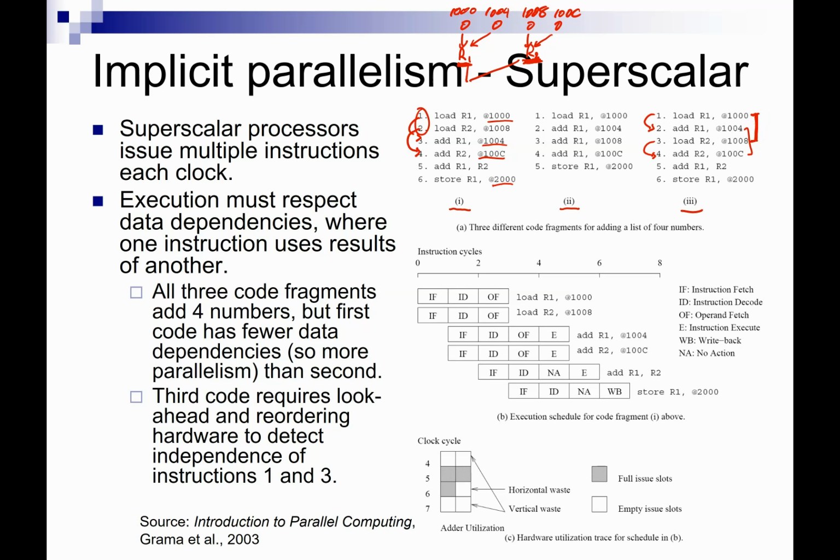So if we want to be able to execute the third code in parallel, we need to have special hardware in the processor to look ahead in the instruction stream. And we also need to reorder the instruction stream because we need to execute 1 and 3 together. Even though 1 and 3 are not next to each other in the instruction stream, we have to be able to reorder this instruction stream so that they can execute together.